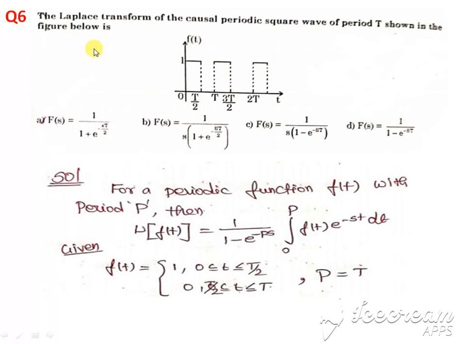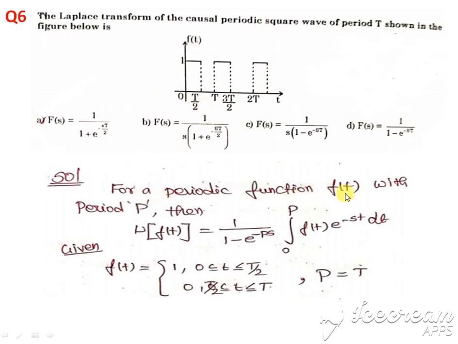So next important type of problem, Laplace transform for periodic function. Given the Laplace transform of a causal periodic square wave of period T, shown in the figure. So for that options are given. So here the total period of the function is T.